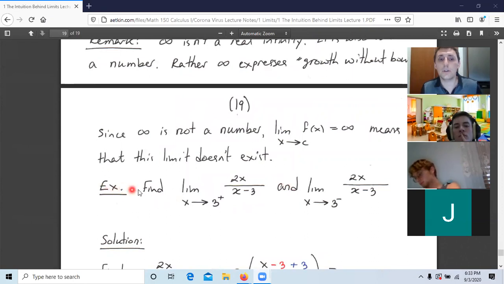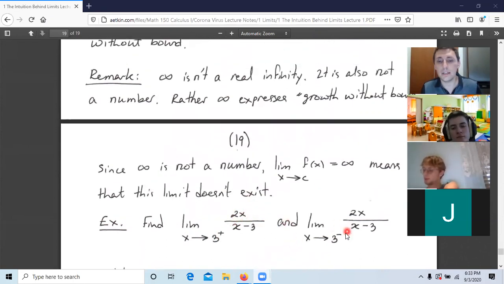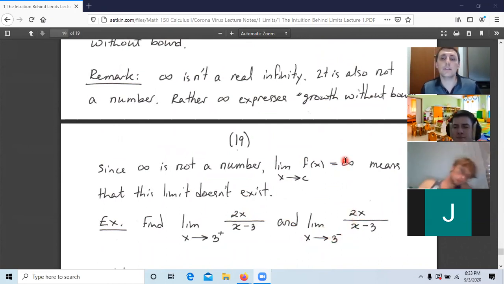Here is another question, guys. Let's see if you can do it. Limit as x goes to 3 plus of 2x over x minus 3. And the same with 3 minus. Please help me. Tell me, what is this thing? What am I getting?